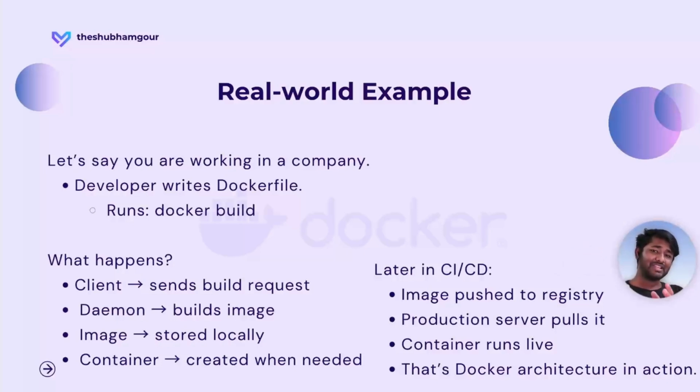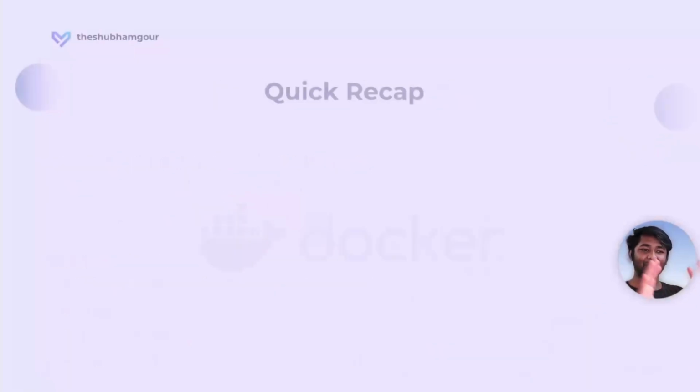But later, once the dev work is completed, the DevOps people will come. They will implement this artifact into the CI/CD pipeline, where the image will be pushed to the registry. The production server will pull it, the container will run, and that's the Docker architecture in action, right? I hope this example made sense.